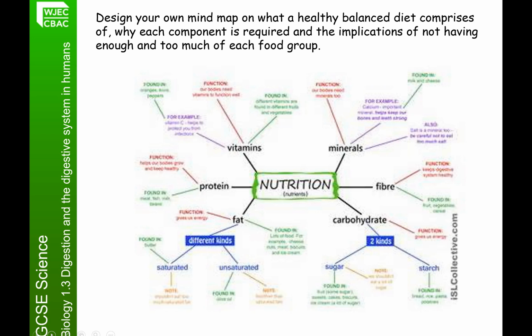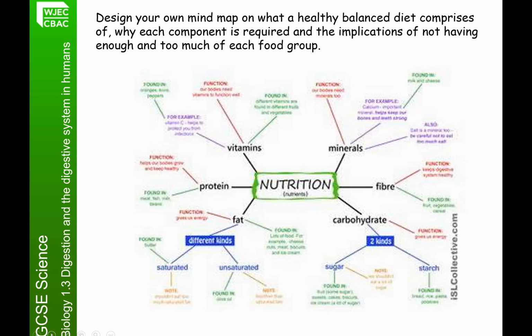So just to finish off today's lesson, what I would like you to do, if you turn back a few pages in your booklet, you've got a page that is mostly blank. At the top, it says what we've got on the screen here. So design your own mind map on what a healthy balanced diet comprises of, why each component is required, and the implications of not having enough and too much of each food group. Usually I would set this as a homework from this lesson. So if you can make sure you get this done before your next timetabled biology lesson, please.